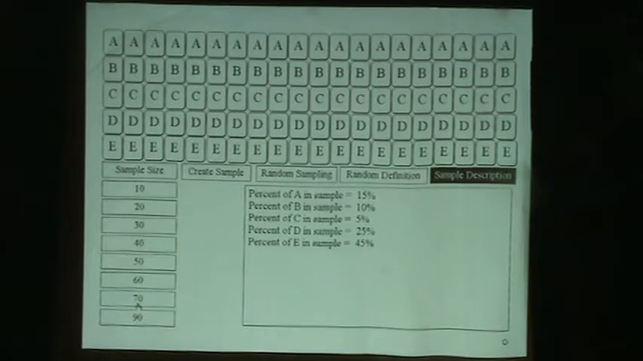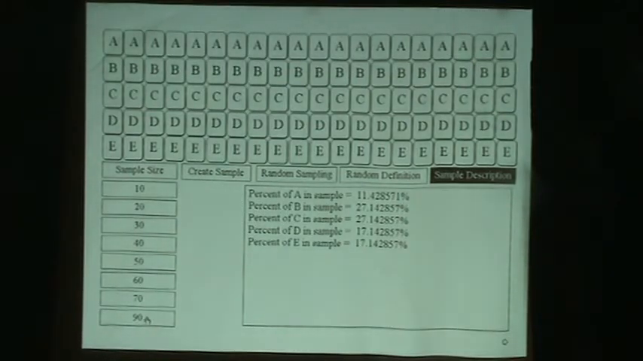Let's go with a sample of 70. Out of the 100, we're going to randomly select 70. Now we would expect that we should get a fairly good representative sample here. Well, we got 11%, 27, 27, 17, and 17. Still not totally representative, but not really that out of whack.